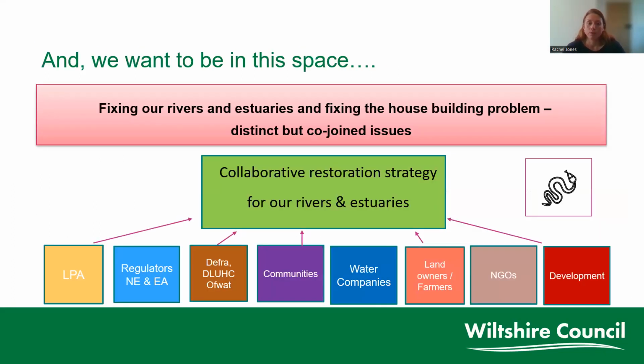So this is where local authorities are wanting to get to, because fixing our rivers and our estuaries and fixing the house building problems, they're distinct, but they're co-joined issues. I think it's recognised that just fixing the neutrality, getting a mitigation strategy, well, that's the first step. But unless we fix our rivers and estuaries, we will always need to have some form of neutrality strategy. So it's about going further and getting that collaborative approach. Local authorities are just one of a number of stakeholders, and we are looking at how we can all work together more collaboratively to try and get those restoration strategies in place.